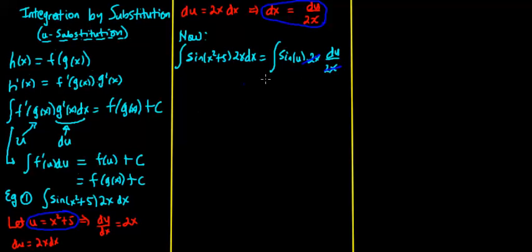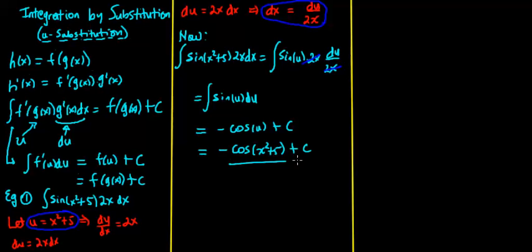That will give me the integral of sine of u du, which easily is the negative of cosine of u plus c. But what was u again? u was x squared plus 5. So that gives me negative of cosine of x squared plus 5 plus c. And that is the integral of my original expression.